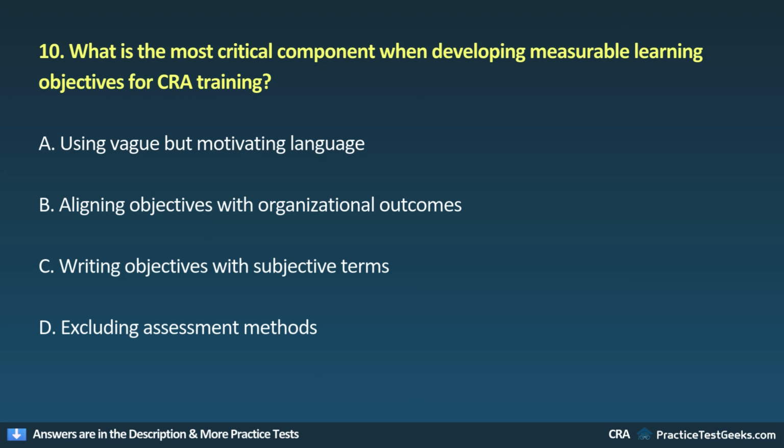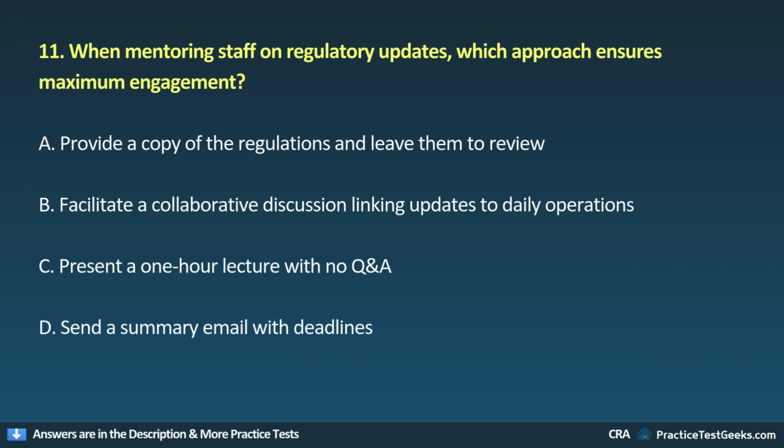10. What is the most critical component when developing measurable learning objectives for CRA training? A. Using vague but motivating language. B. Aligning objectives with organizational outcomes. C. Writing objectives with subjective terms. D. Excluding assessment methods.